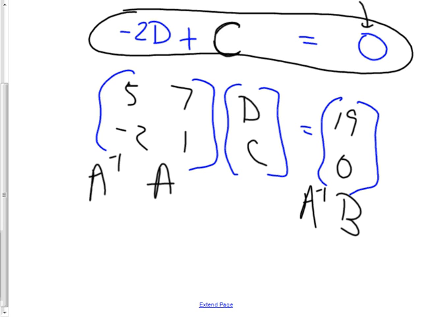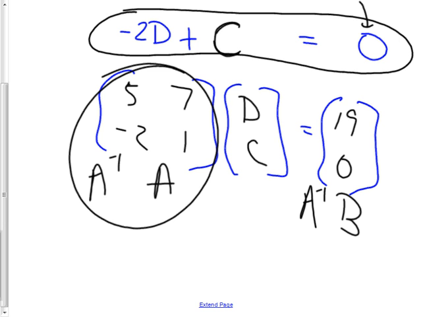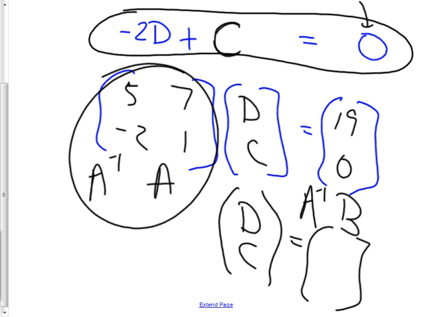Inverse A. And which side do I actually have to do, the left or the right? The right, because this would just cancel. Inverse A times A makes the identity matrix. Identity matrix times DC just makes DC is equal to, and what did you get when you did inverse A times B? 1, 2, which means 1 dog and 2 cats. See how that could work?